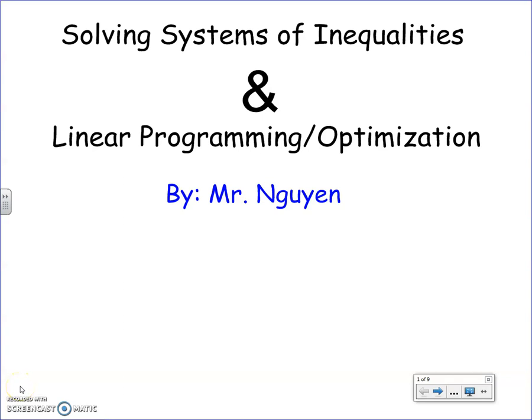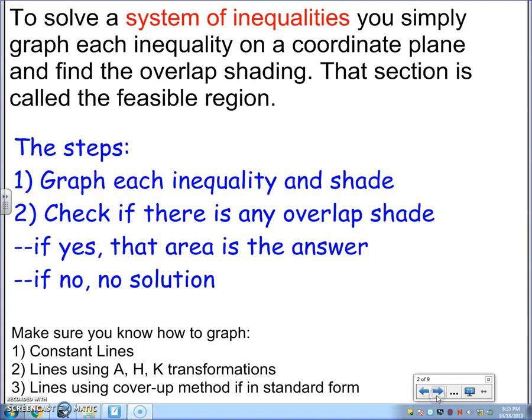Hello, this is Mr. Wynn, and this video is solving systems of inequalities in linear programming or optimization. So to solve a system of inequalities, you simply graph each inequality on a coordinate plane and find the overlap shading. That section is called the feasible region.